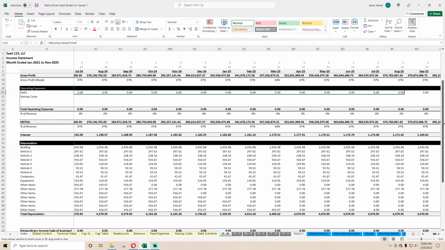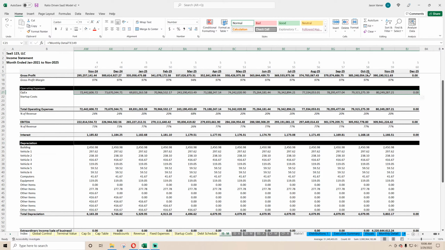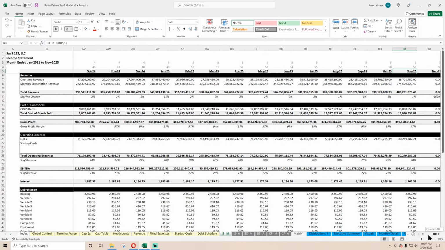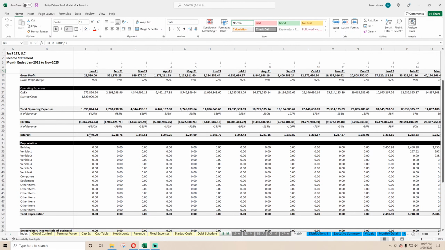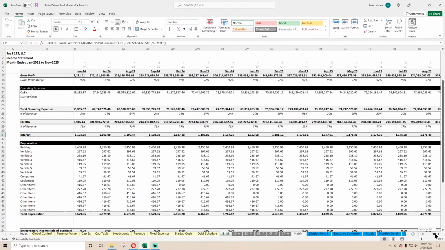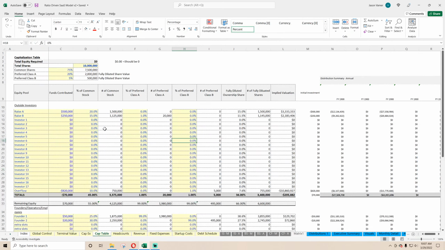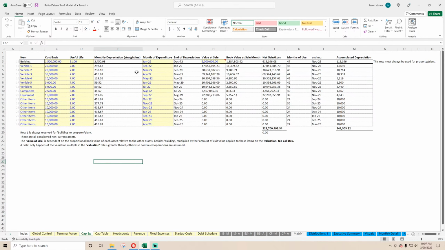Okay, we can drag this over. I've got the model ending in November right now, and that's just to make sure the logic's working to stop operations on the end month. Interest, this should be fine. We're already referencing the debt schedule. Depreciation is all working off of this CapEx.